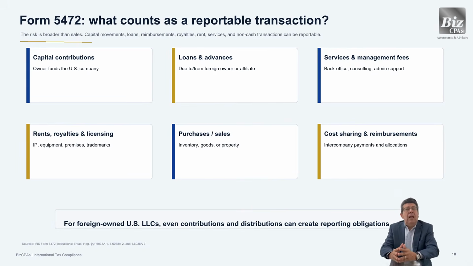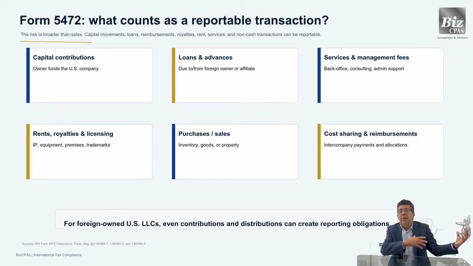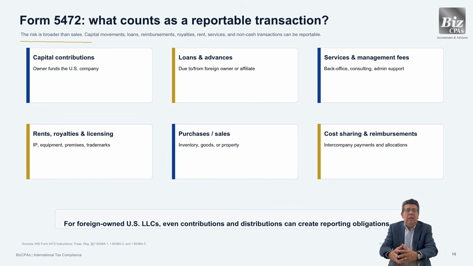Yeah, there's a lot more that goes into reporting in these forms 5472, which I'm not going to be able to go into more depth on in this video. But just to give an example, what counts as reportable transactions? Capital contributions by the owners, loans, advances, and management fees between related entities, between the company that owns 25% or more, or the person and the U.S. entity, rents, royalties, any transactions really in the course of business, purchases, cost sharing, and reimbursements.